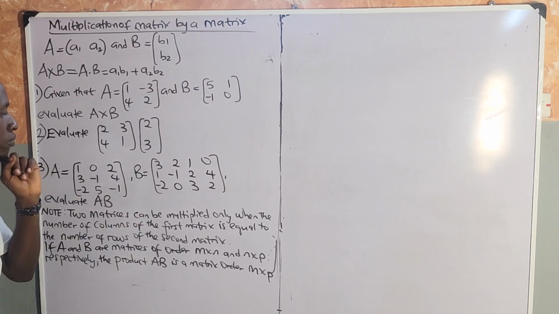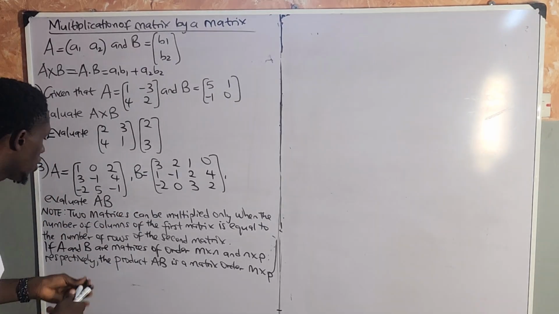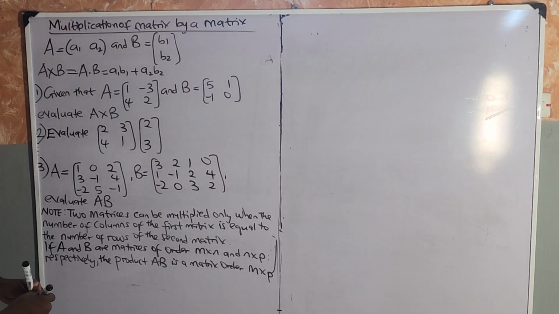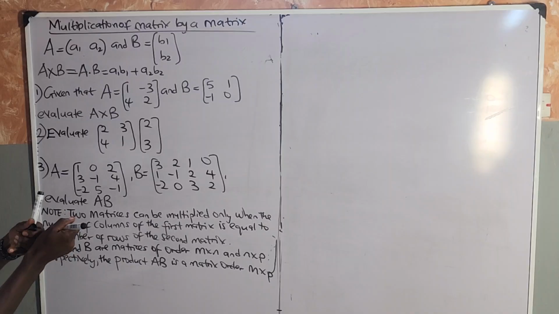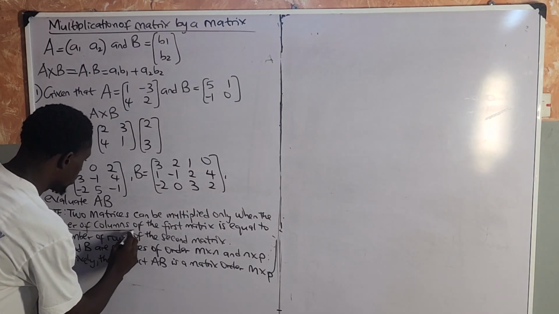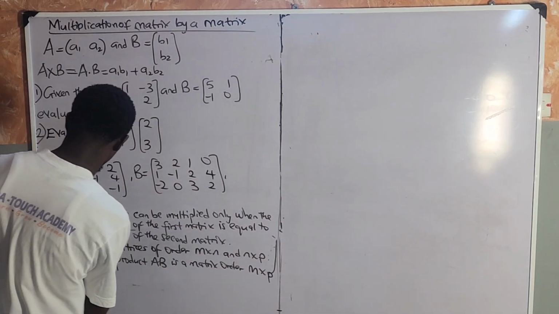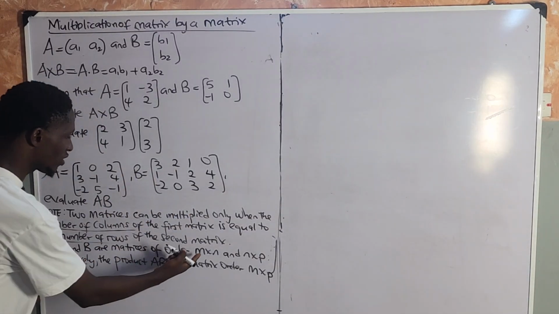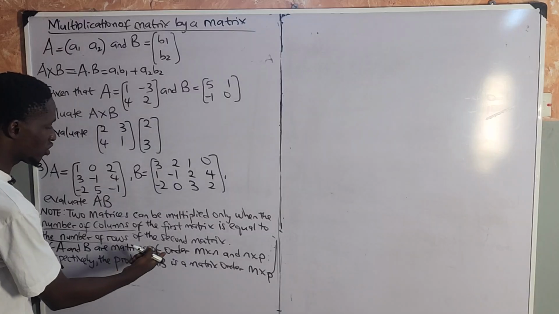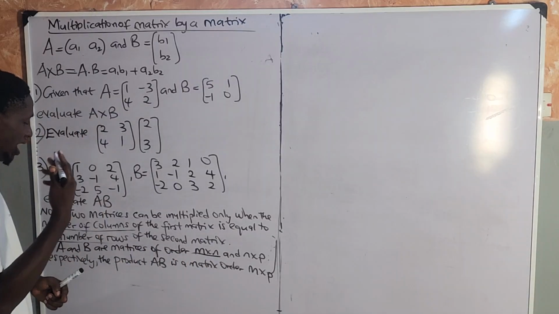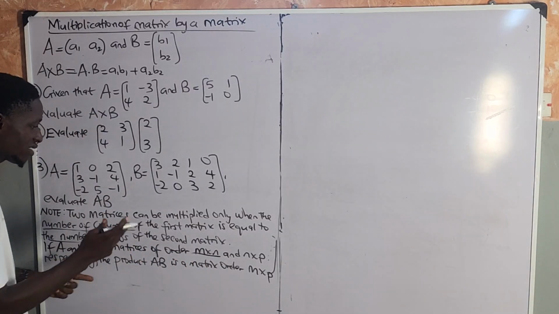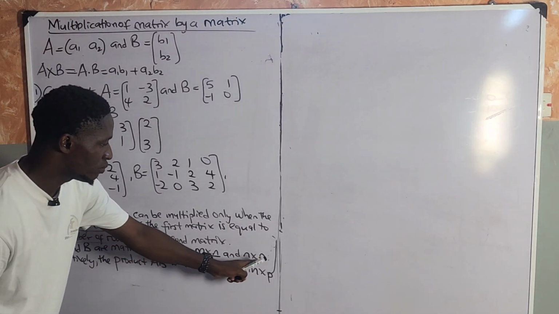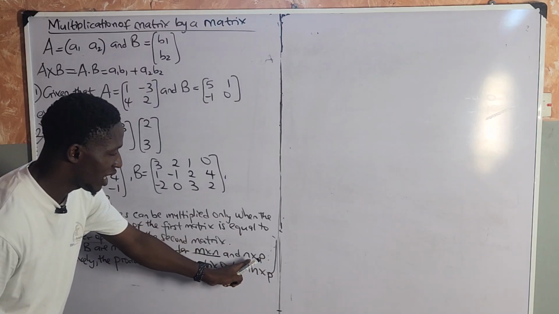Two matrices can be multiplied only when the number of columns of the first matrix is equal to the number of rows of the second matrix. For example, if A and B are matrices, it is assumed in this case that matrix A has an order of m times n, and matrix B has an order of n times p, that is, n by p.